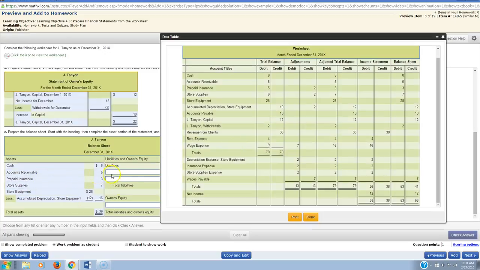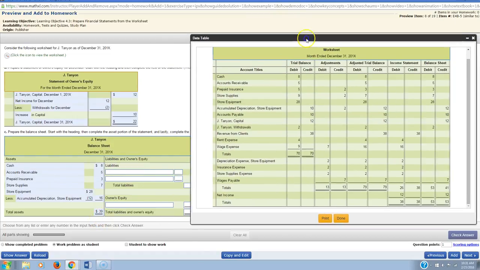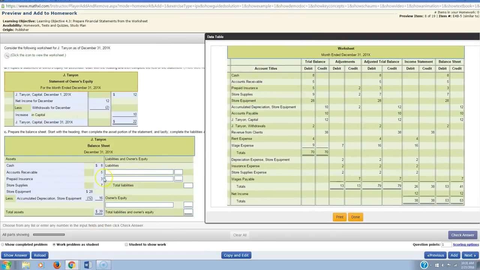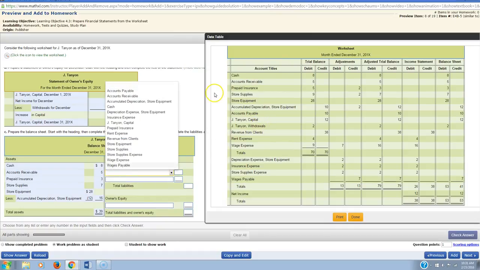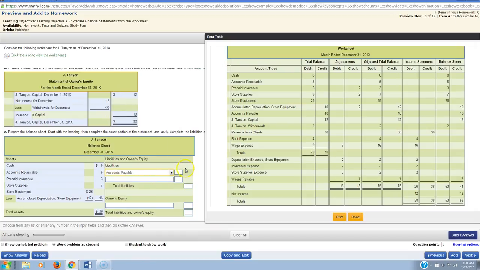So here we are. We've got the asset side all set. Let me move this over. All right, kids. So the liabilities consist of, looking at the worksheet, accounts payable of $10. So we're going to get that in there. Accounts payable, $10. Okay, get that in there.